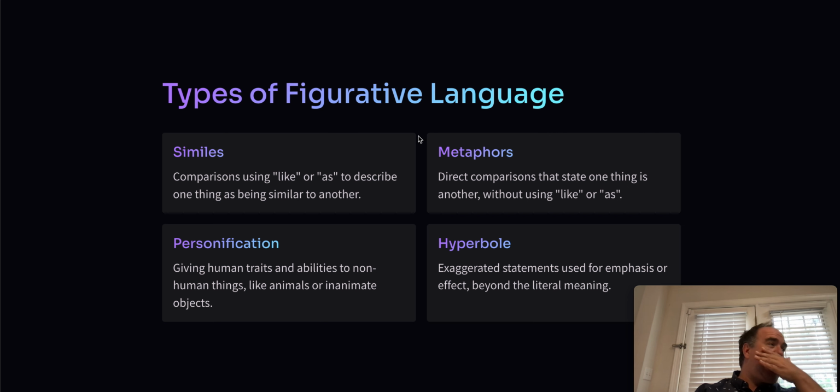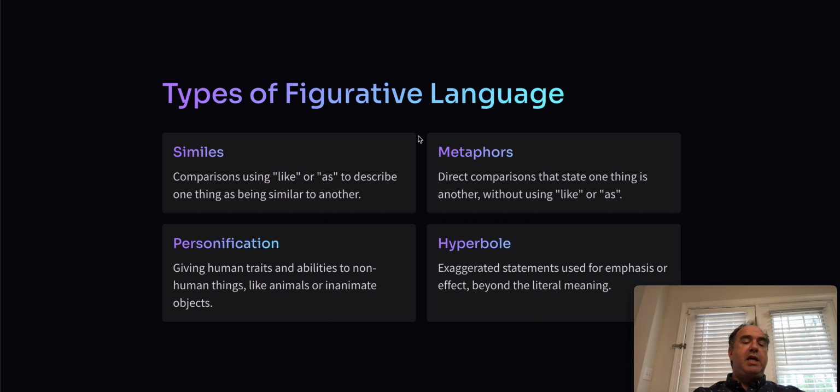Similes. This is using like or as. Richard is as handsome as Brad Pitt. Sure. Metaphors. It's direct comparison without using like or as. So Richard is Brad Pitt handsome.